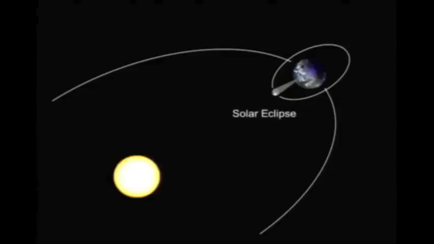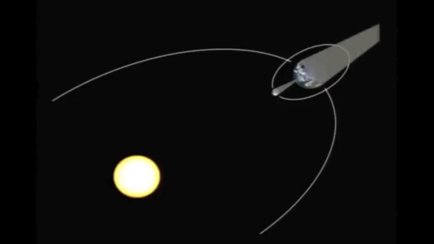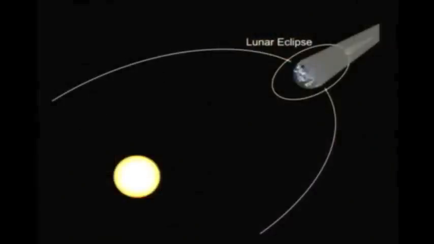Now, the moon is casting a shadow, but so is Earth. And if the moon happens to move into the shadow of Earth, we get what is called a lunar eclipse. And let's talk a little bit about why that happens. But keep in mind, every new moon does not mean we're going to have an eclipse, and every full moon does not result in an eclipse. We'll talk a little bit more about why that is in a few moments.